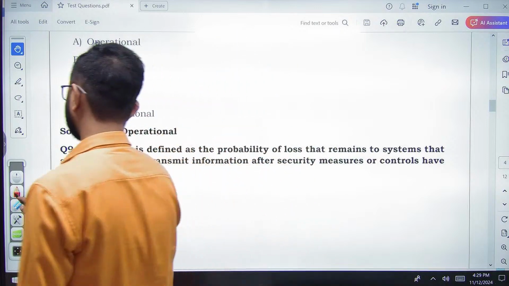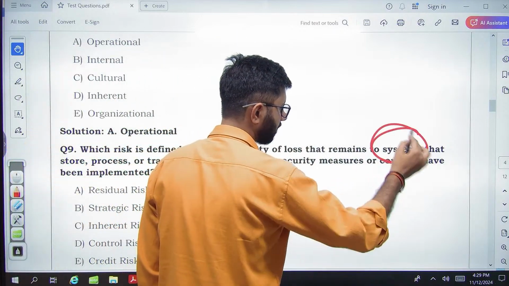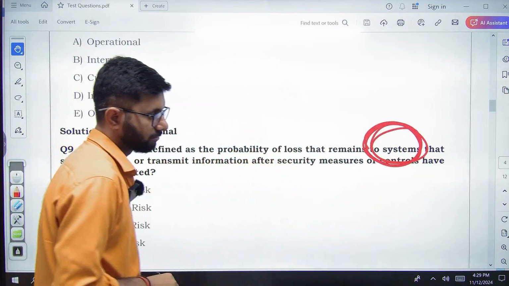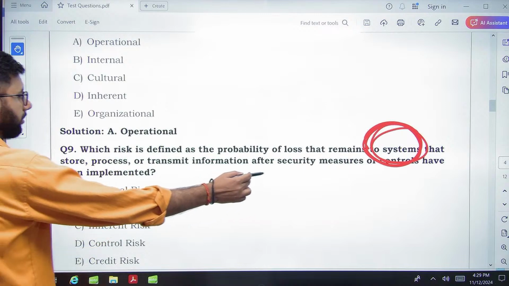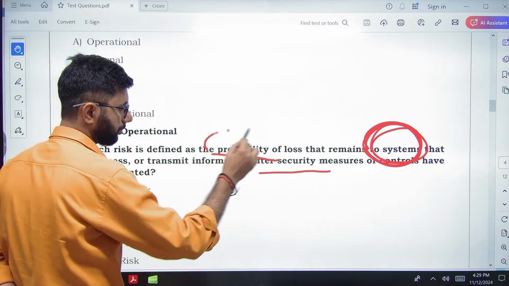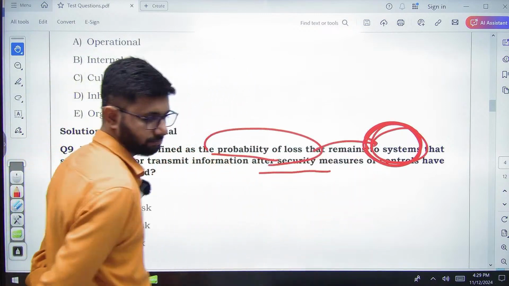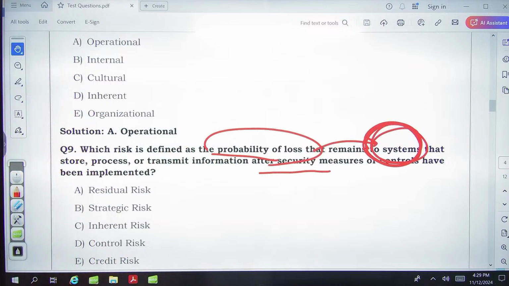ठीक है, इसमें आपसे साफ बोला हुआ कि सिस्टम्स के अंदर जो इशू है उसको आप क्या बोलोगे? Systems is the key word. That despite all those security measures, there is some probability of loss because of that system. So what do you think is that risk?